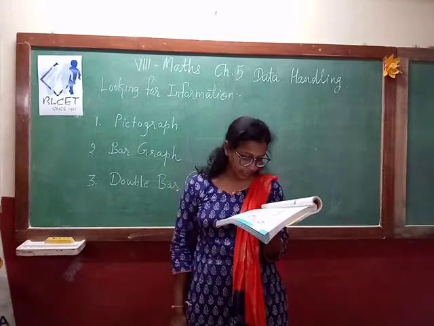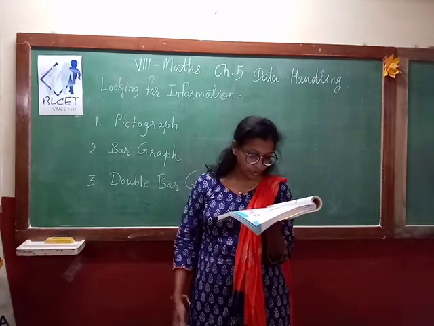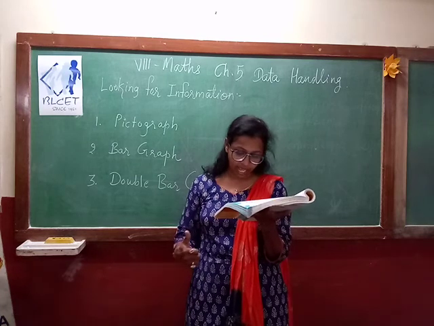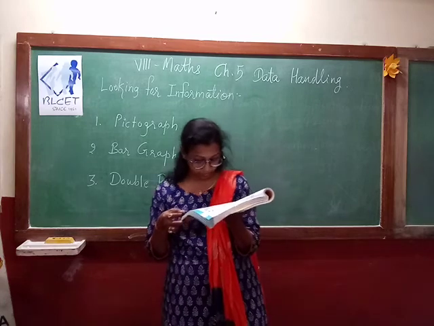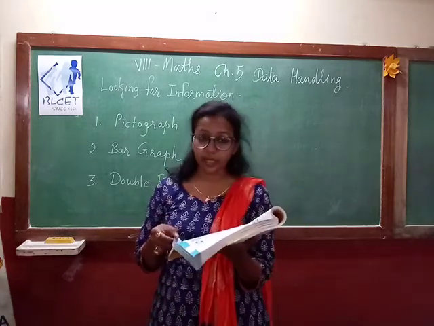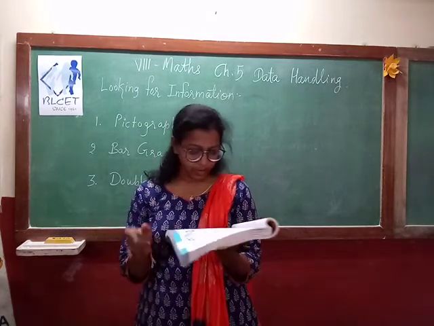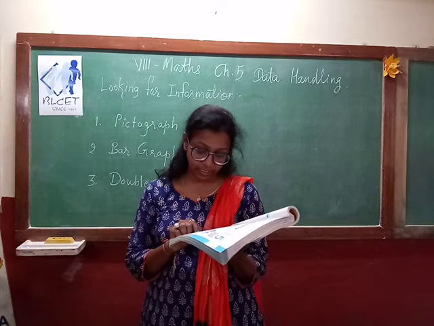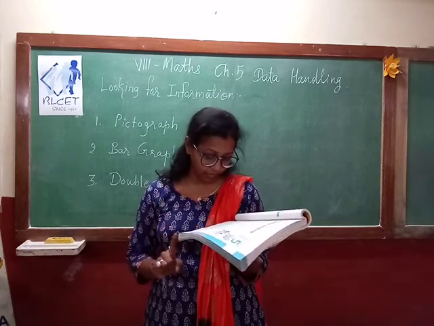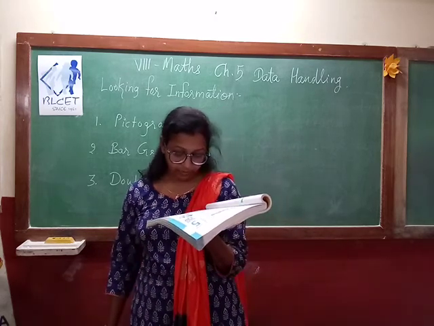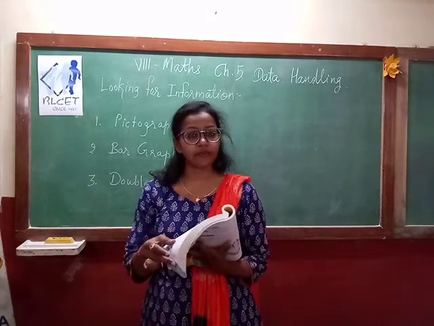Some questions are given. How many cars were produced in the month of July? You just see July, 2 full cars and 1/2 means 250. In which month were the maximum number of cars produced? That is in the month of September. So this kind of information you are getting from the pictograph. The question is given, how many pictures of car are there? 4 pictures means 400 cars were manufactured in the month of September. So this information you are getting from the pictograph.